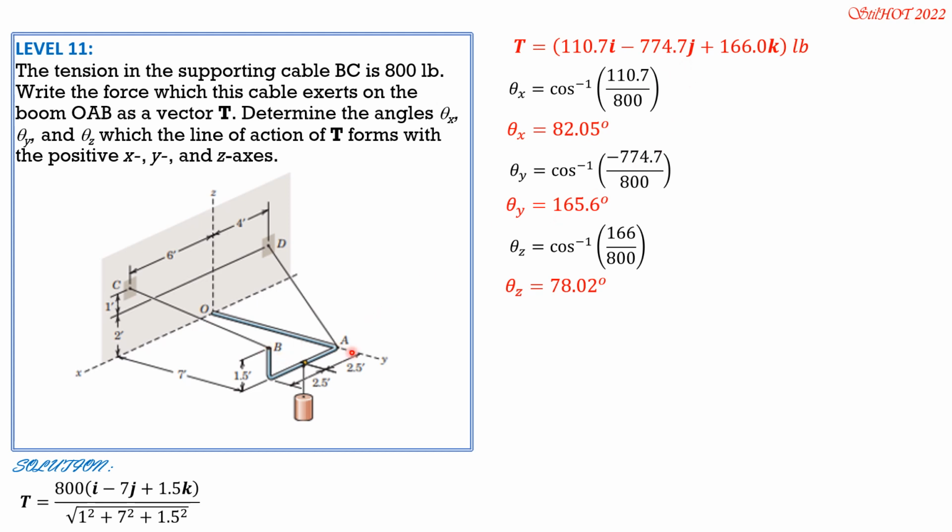We have theta y, which is large because the component is negative. This is the y-axis. So the angle between tension and the positive y-axis is large, 165.6. That angle there.